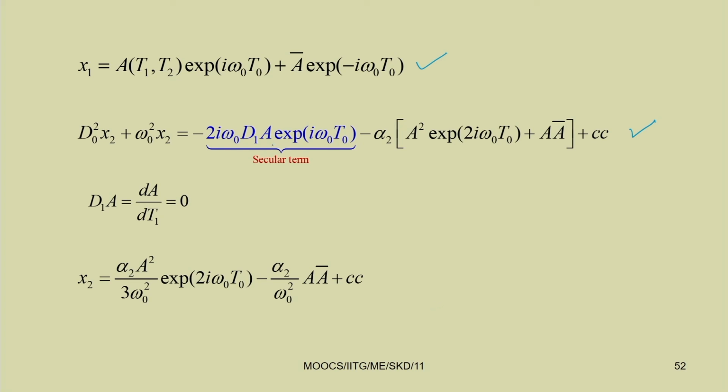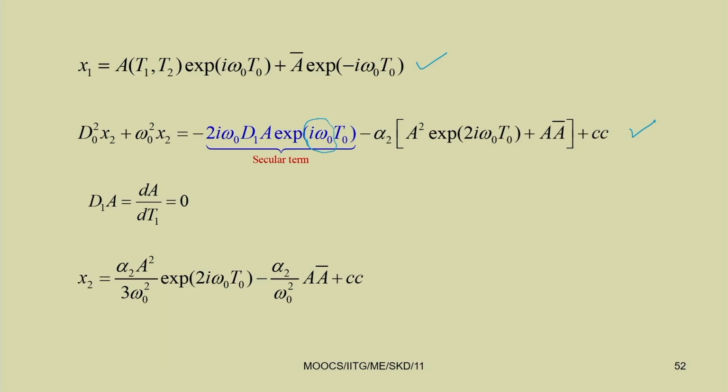So, this is divided by d0 square plus omega 0 square, and replacing this d0 square by the square of I omega 0, which is minus omega 0 square, we get minus omega 0 square plus omega 0 square equal to 0. So, in the denominator it becomes 0, and this term tends to infinity. As this term tends to infinity, this is known as the secular term.